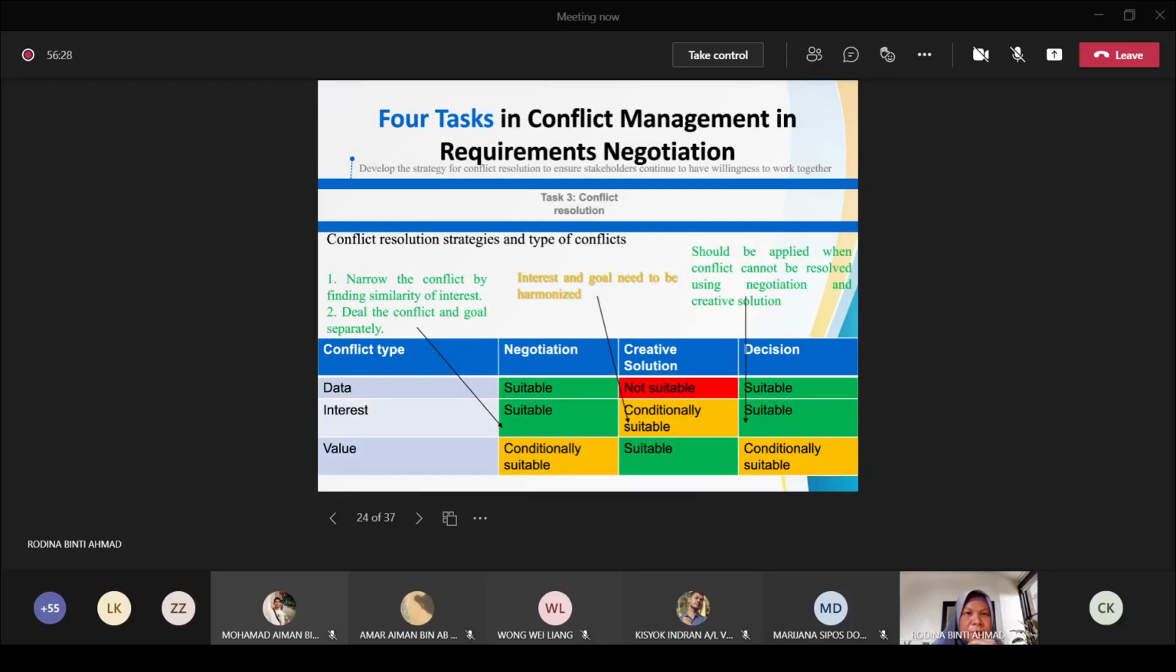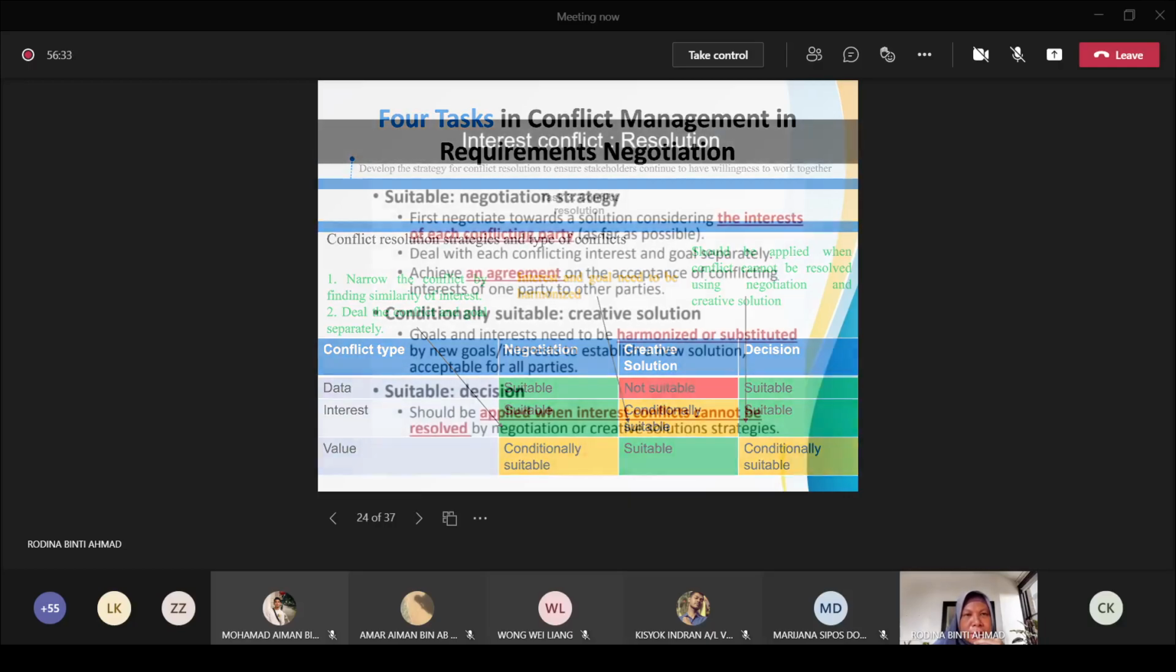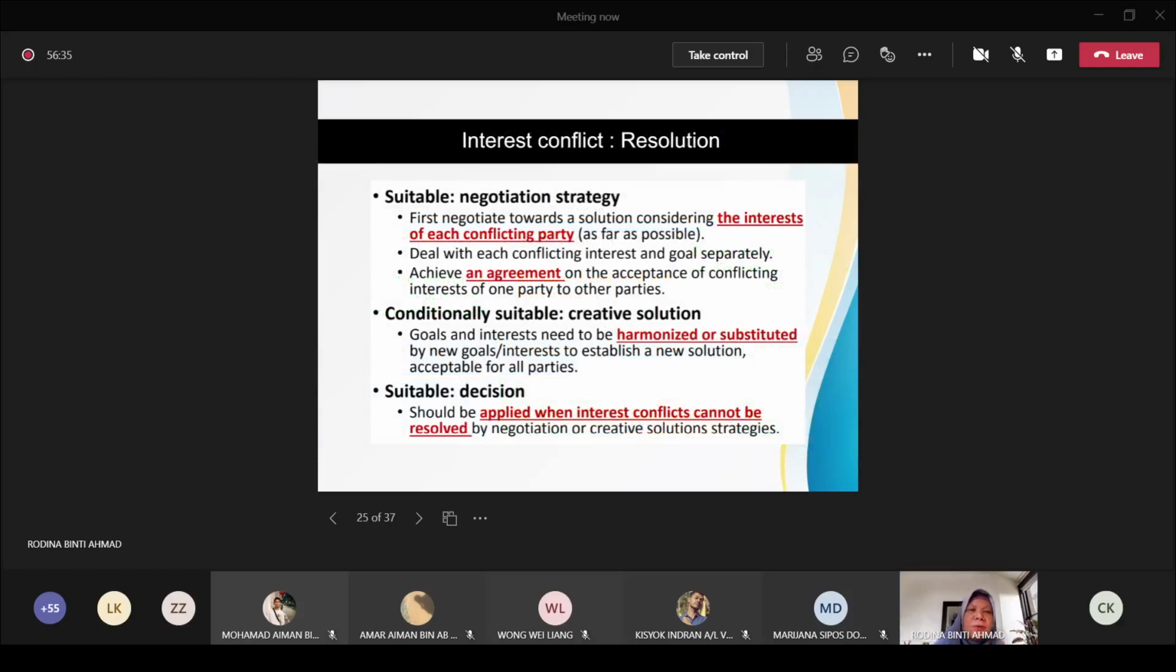How do we deal with interest conflict? Interest conflict, or what we call goal conflicts. Most of the time you can actually use a negotiation strategy. First, we have to negotiate towards a solution, considering the interest of each conflicting party. So we know that, for example, stakeholder A has this goal. We ask them for the goal. We clarify what kind of goal they have, and then we also ask stakeholder B for their goals. And then we try to negotiate towards the solution, towards the common goal.